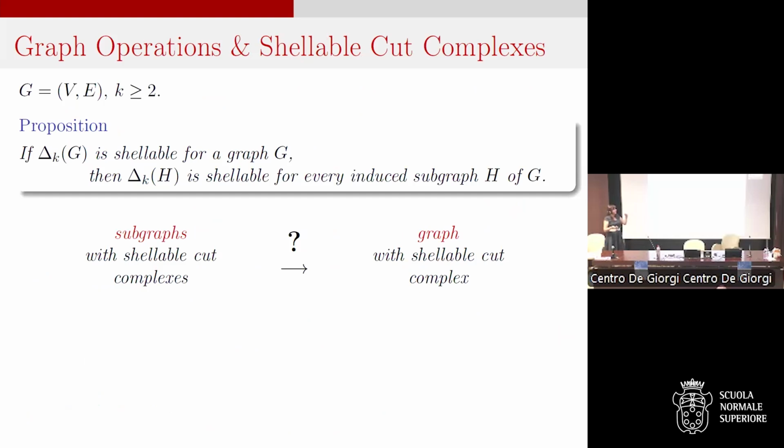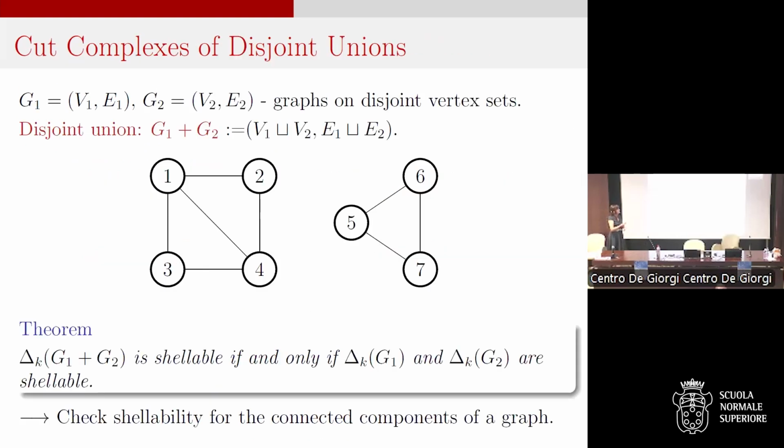Well, first thing, we wanted to see some natural properties of our construction. There is this simple proposition that says that if delta k of G is shallow, then for all of its subgraphs we also have a shallow cut complex. And then we should think about another direction. Can we look at shellability of parts and just glue them together and get a huge shellable complex? And these constructions are natural: disjoint union, join, and wedge product. So let's see how graphs behave with respect to them.